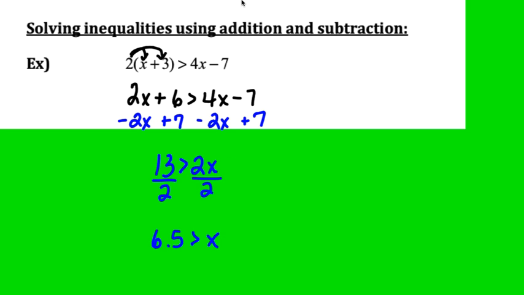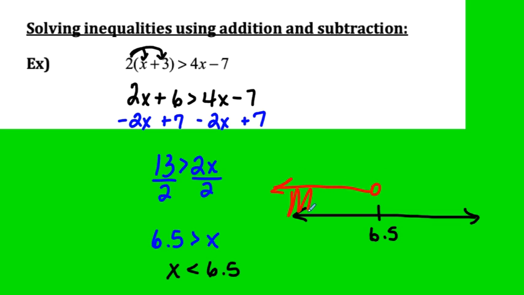The problem is we want the variable on the left. So I'm going to flip it around. So x is less than 6.5. And remember, I said that we always read it based on where the variable is. All right, so if I draw a graph of that solution, here's 6.5. I put an open circle at 6.5, and I want all of the answers that way. So every number below 6.5 is a solution to this inequality, making it a true statement.